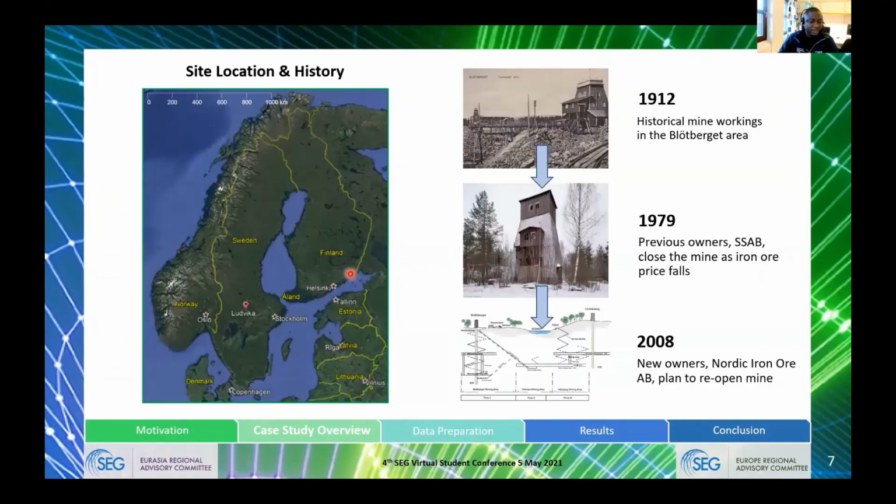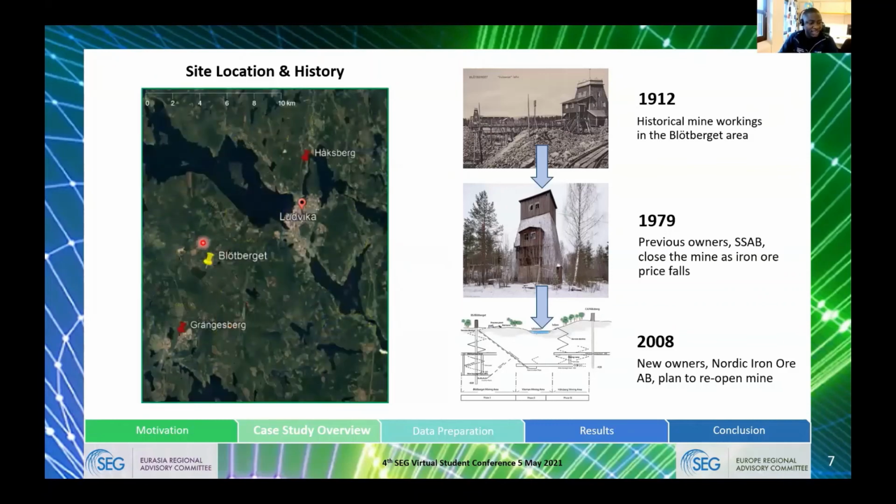Our study area is in Ludvika, central Sweden, as you can see on the map. If you zoom in, you can see the exact site where we worked. This is Blåberget. In this area, mining has been going on for centuries. You can see this is a picture from 1912. But operations stopped in 1979 due to the decline in global iron ore price. Again, in 2008, a new company, Nordic Iron Ore, has rejuvenated efforts to reopen this mine.